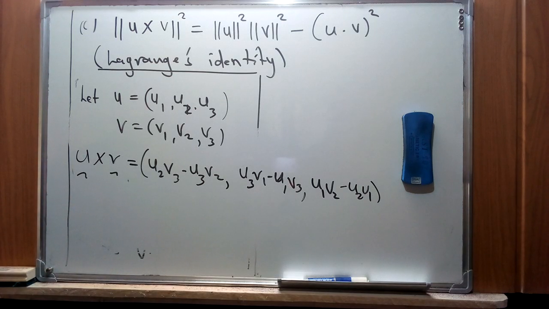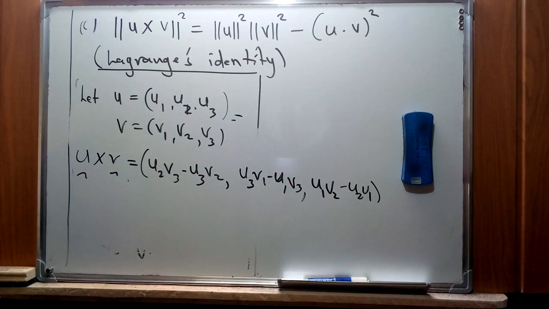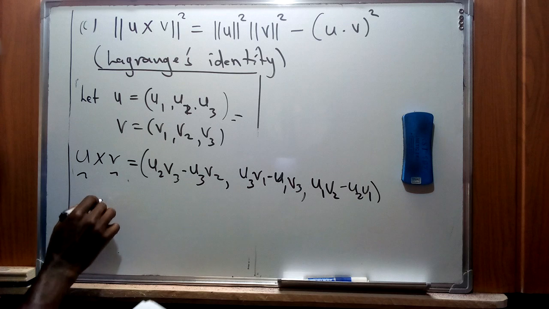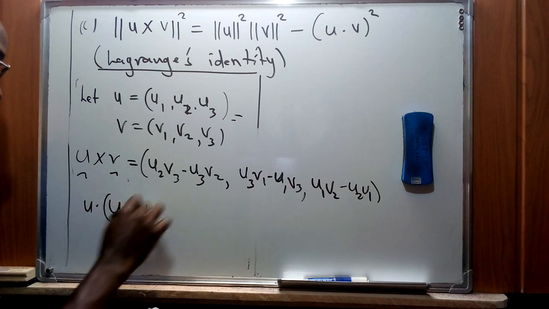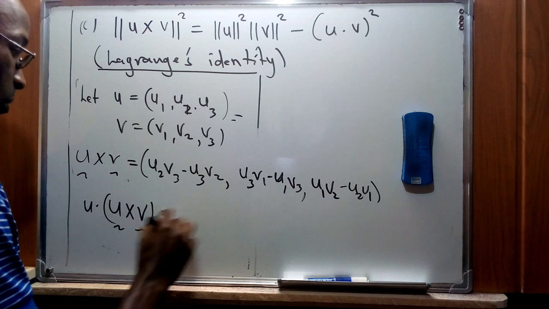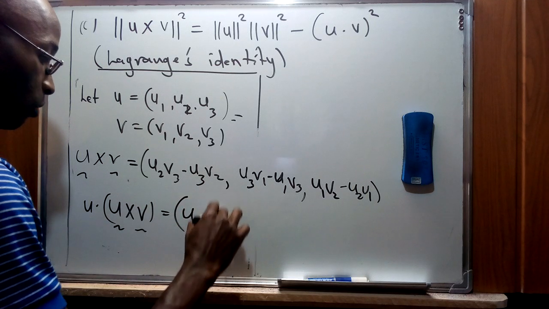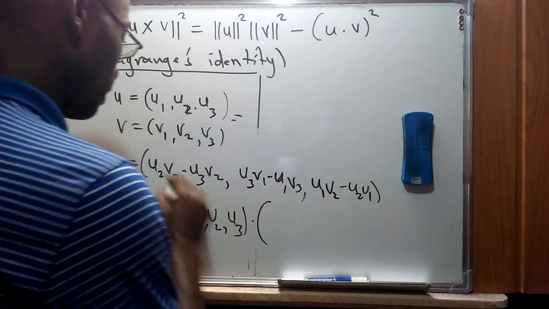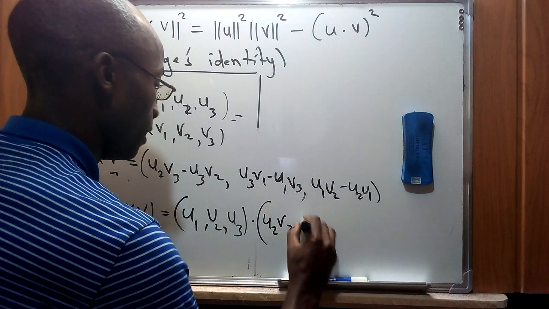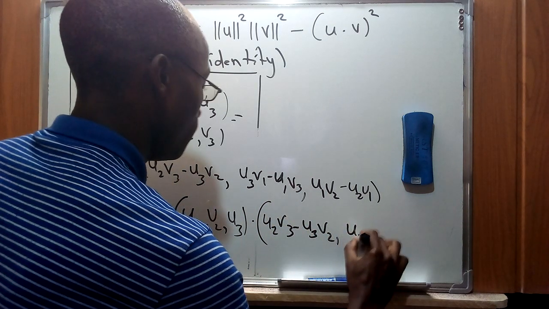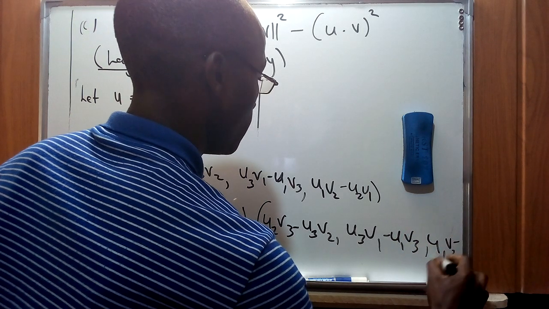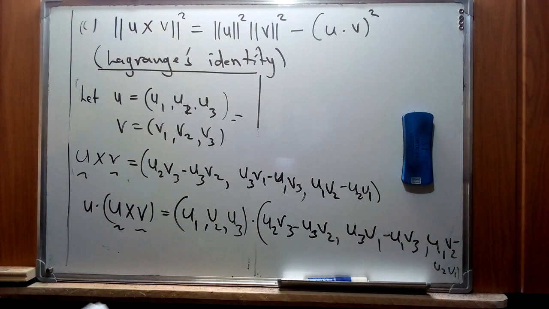And then we said that u can be represented like this. Now from the concept of the orthogonal vectors that we have talked about, we can represent u dot u cross v using these specific components for u1, u2, u3 dot the whole of this: u2 v3 minus u3 v2, u3 v1 minus u1 v3, and then u1 v2 minus u2 v1, like that.